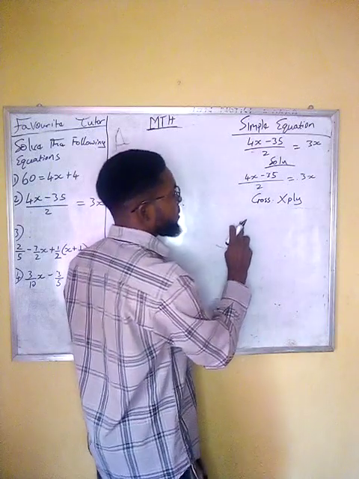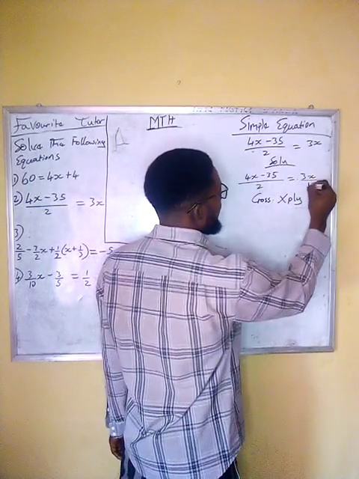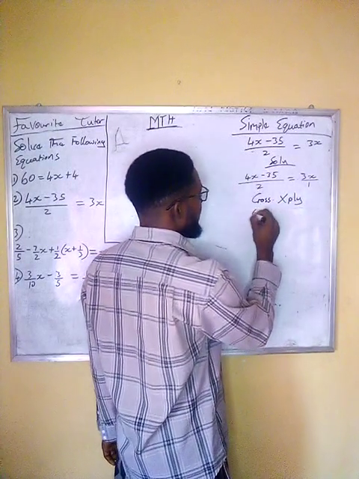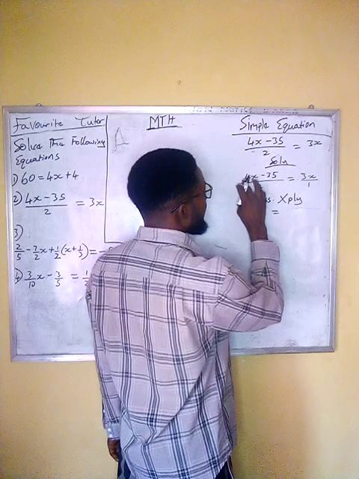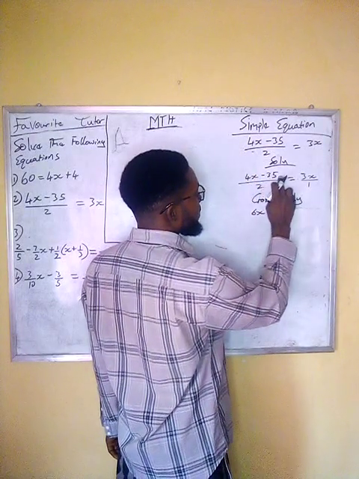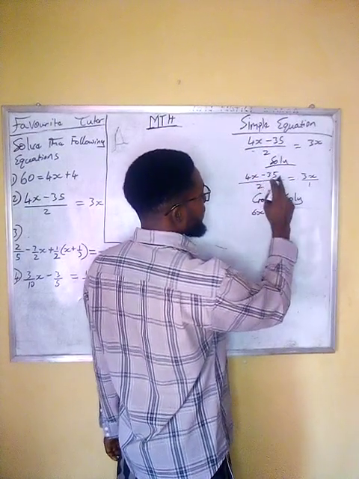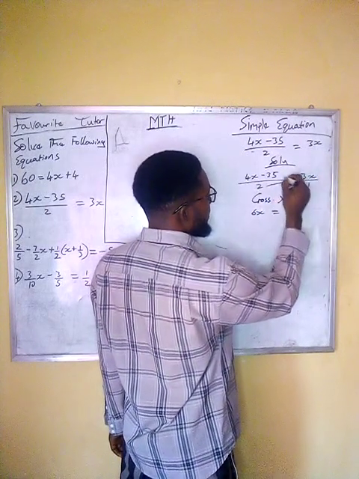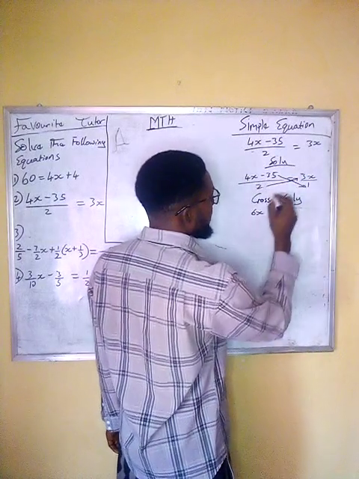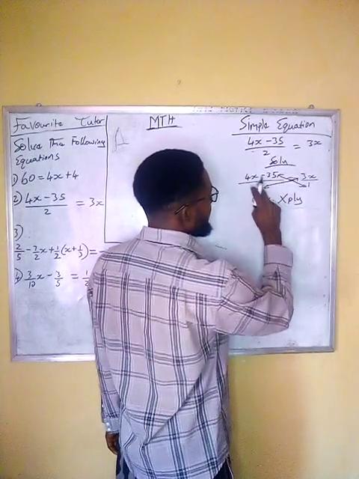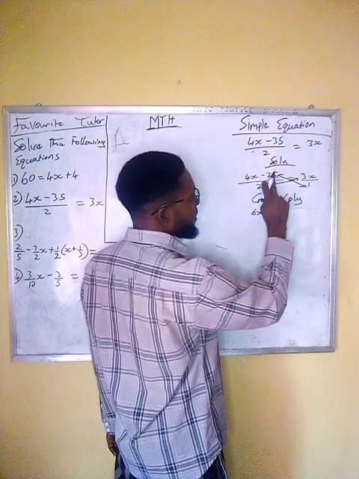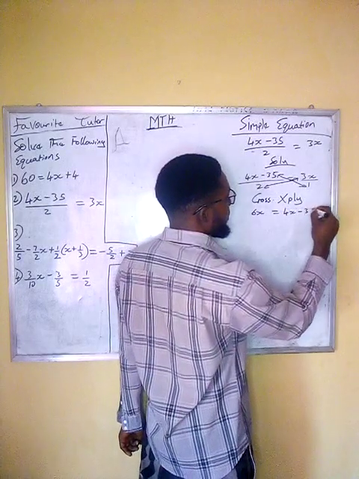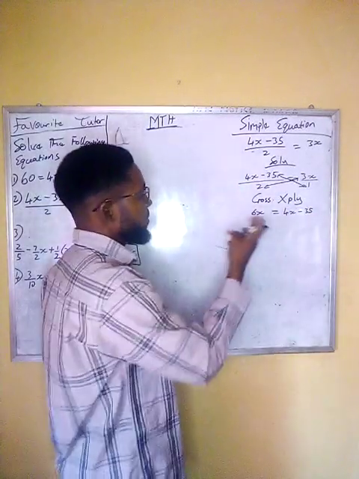Cross multiply. When we cross multiply, this is all over 1. So therefore 2 times 3x is what? 6x equals, now everything here, 4x minus 35 times 1. So cross multiply: 2 is going to multiply this, while this is going to multiply this. So 4x minus 35 times 1 is the same thing as what? 4x minus 35. Nothing changes because it's 1.